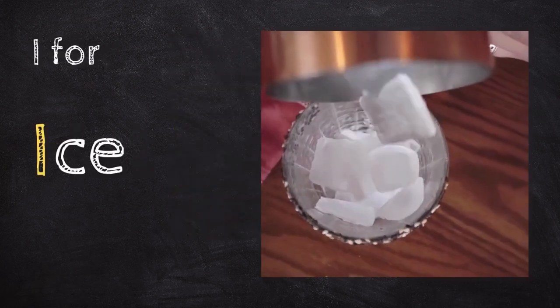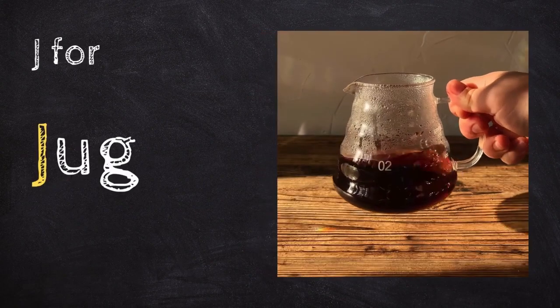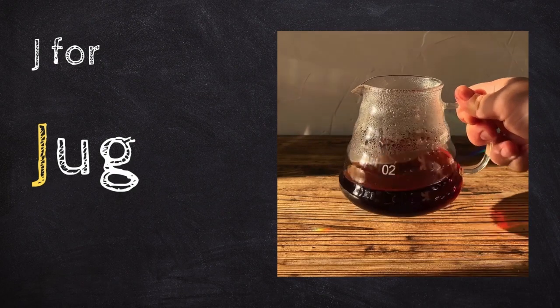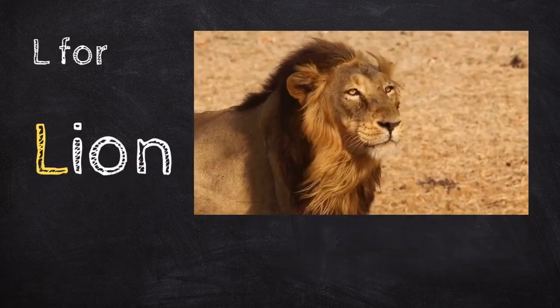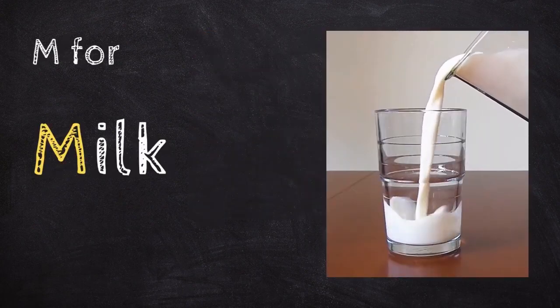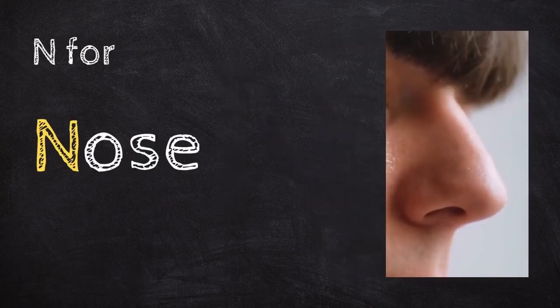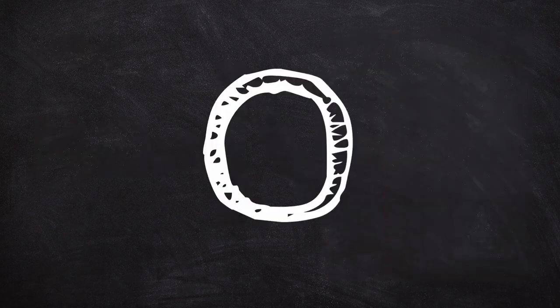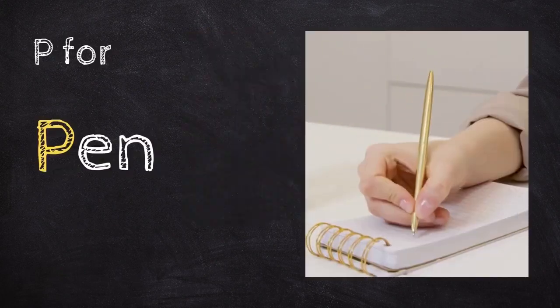I for ice. J for jug. K for key. L for lion. M for milk. N for nose. O for owl. P for pen.